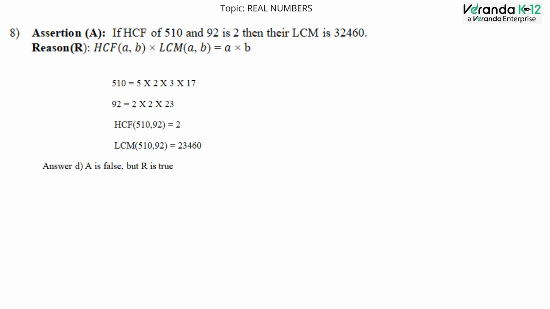Now find whether the reason is correct. HCF of A, B into LCM of A, B equals the product of the numbers, that is A into B. So the given reason is correct. Hence the answer is option D. A is false but R is true.